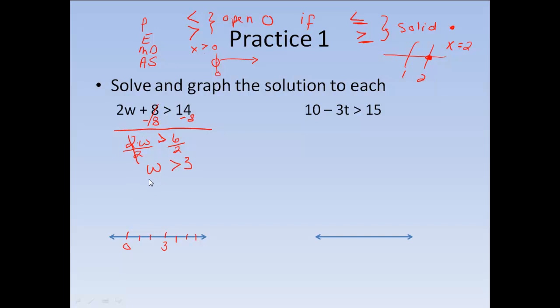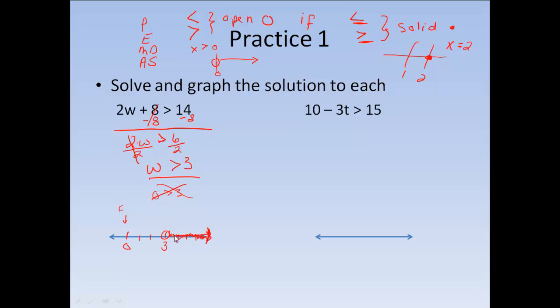So back to my problem. I'm graphing w is greater than 3. Well, 3 is my cutoff point, and I am going to use that open circle. And now I want the values that are bigger than 3. Well, if I'm not sure which way to go, I can do a test point. So I'm going to test the point 0. And if my test point is true, it means I shade that direction. If my test point is false, I shade the other direction. So my test point, 0 is greater than 3, that is false. So that tells me my test point was false. So instead of going to the left, I need to go to the right.